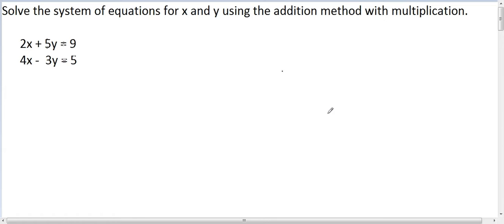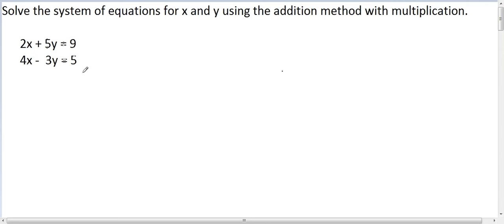Solve a system of equations for x and y using the addition method with multiplication. The two equations are 2x plus 5y is equal to 9 and 4x minus 3y is equal to 5. If we add the two equations together right now, we end up with 6x and minus 8y. So we don't end up with just one variable.